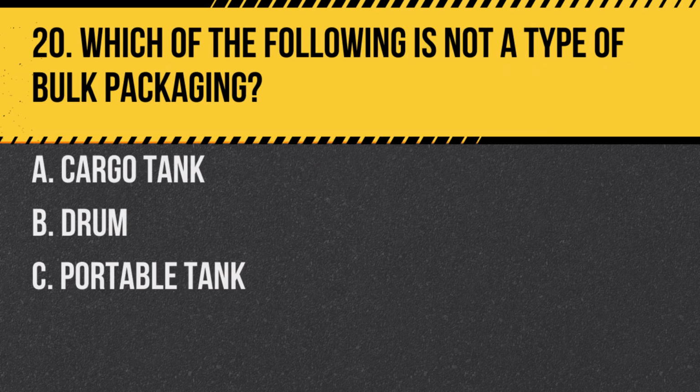Question 20. Which of the following is not a type of bulk packaging? A. Cargo tank. B. Drum. C. Portable tank. Answer. B. Drum. Drums are not considered bulk packaging.